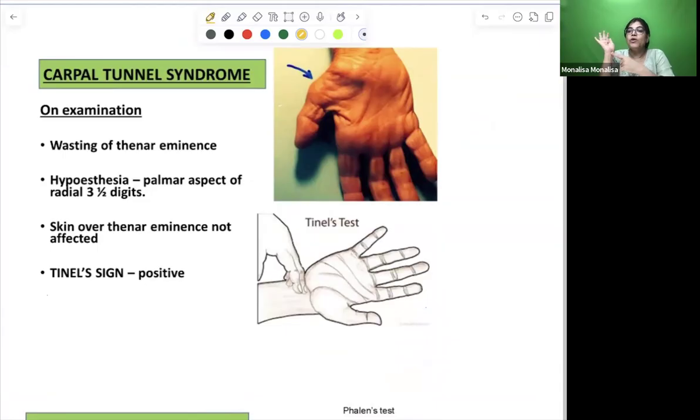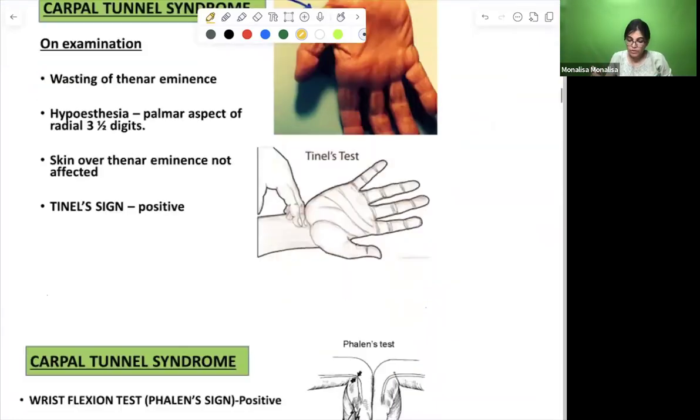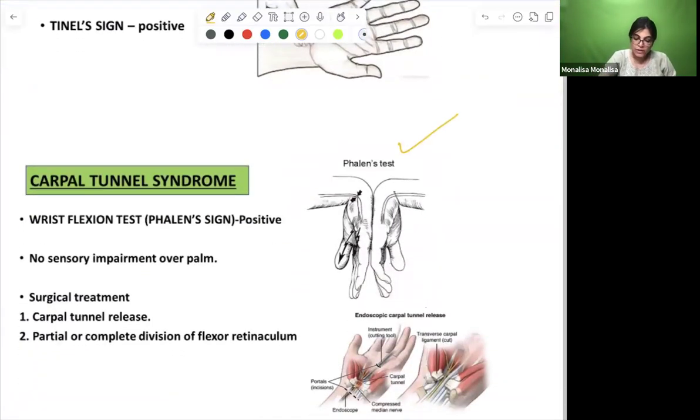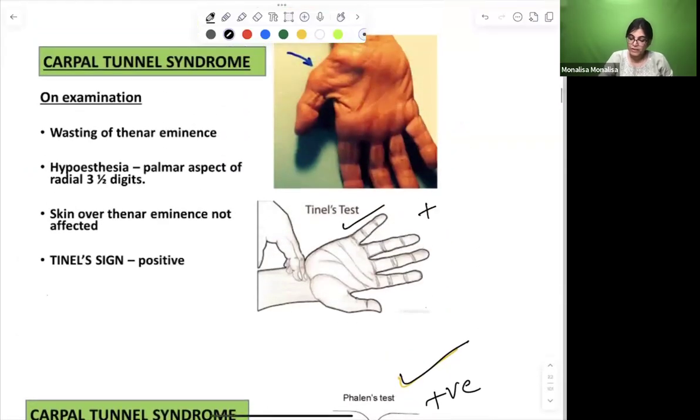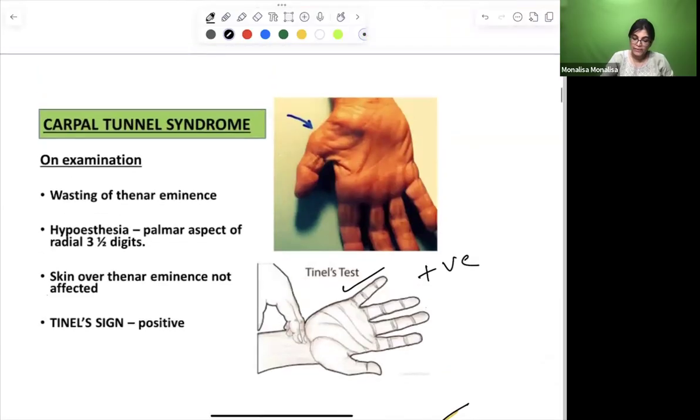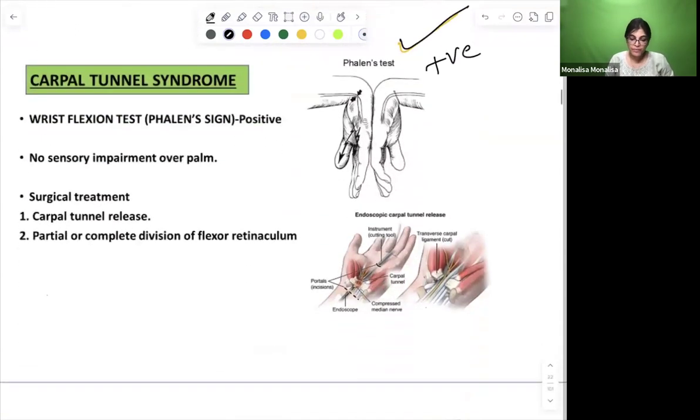More pressure on the flexor retinaculum. So this is called the Phalen test. The patient will have Phalen test positive, Tinel test positive, and atrophy of the thenar muscles. These are signs and symptoms of carpal tunnel syndrome due to median nerve compression.